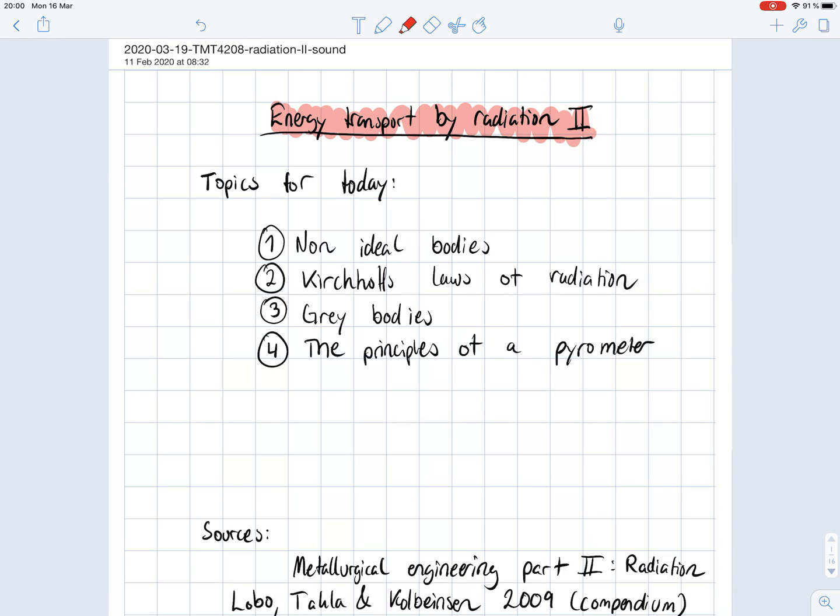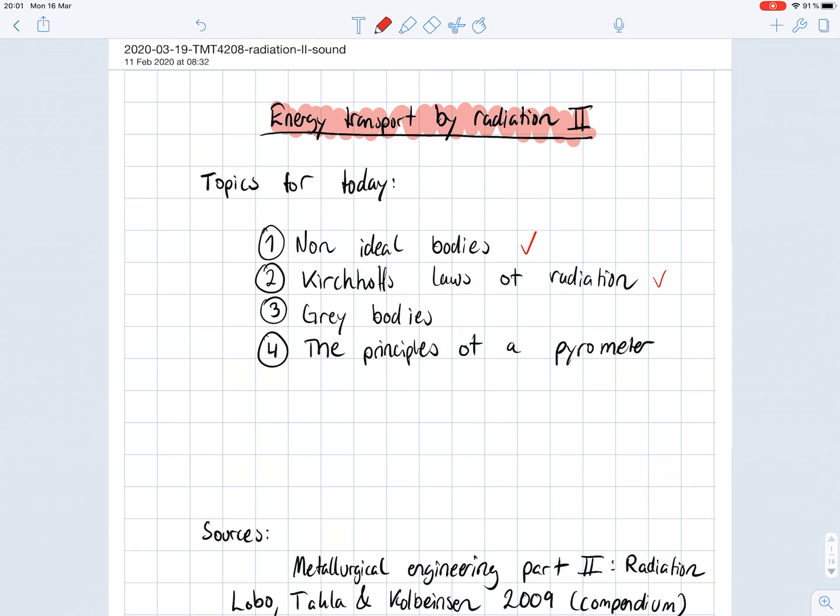So the topics for today is that we will extend the theory that we developed last time regarding black bodies, and we will look at so-called non-ideal or real bodies today, so how radiation behaves in real-life settings. In that context, it's important to discuss Kirchhoff's laws of radiation. These allow us to relate different non-ideal properties of the surfaces we are studying.